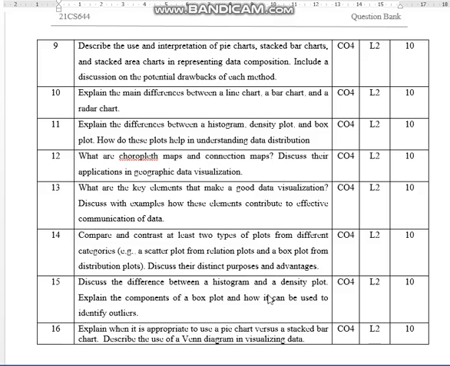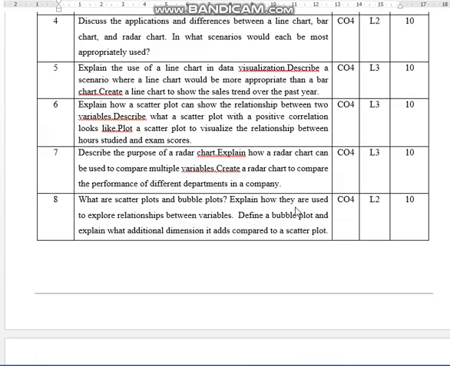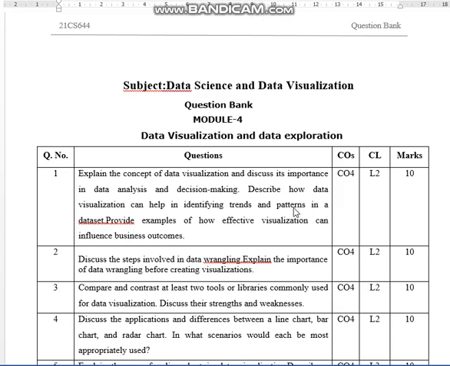Discuss the difference between a histogram and density plot. Explain the components of a box plot and how it can be used to identify outliers. It's again a 10 marks question. Explain when it is appropriate to use a pie chart versus a stacked bar chart. Discuss the use of a Venn diagram in visualizing the data. So we have discussed here up to fourth module.